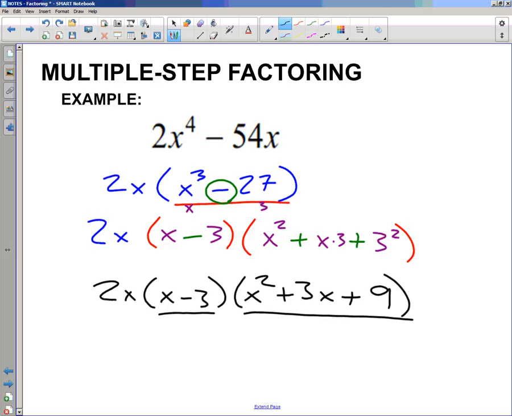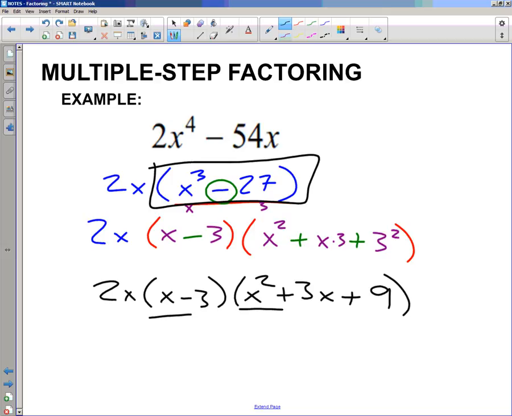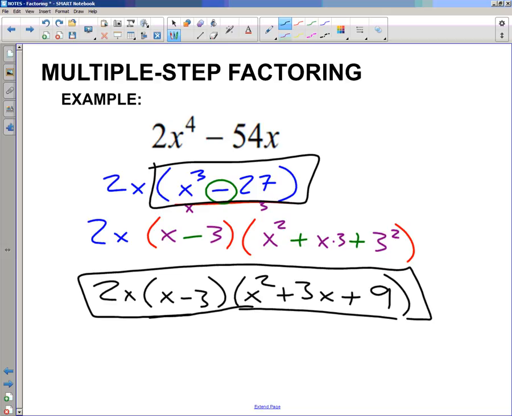Now, if you paid attention when we were talking about difference of cubes earlier in a previous video, we said that if you started with something that did not have any GCF of any sort, then you would not be able to factor either of these factors any further. And since that's the case, I am confident that this is factored as far as it could possibly go, and that's going to be our final answer.